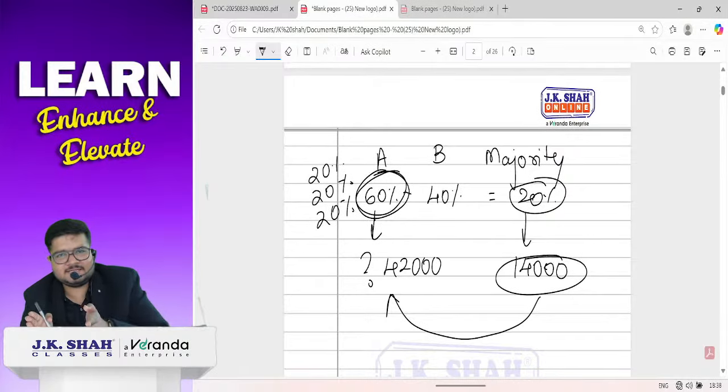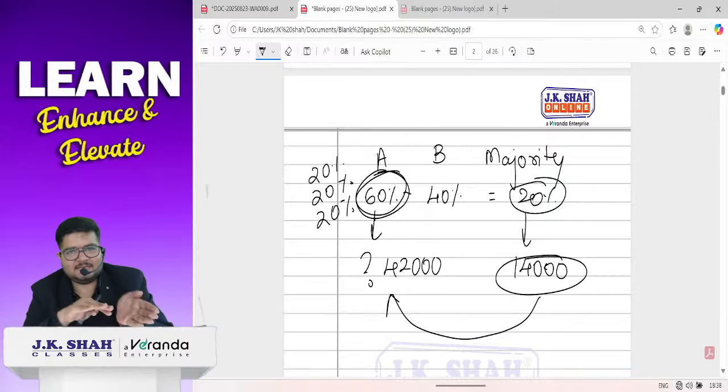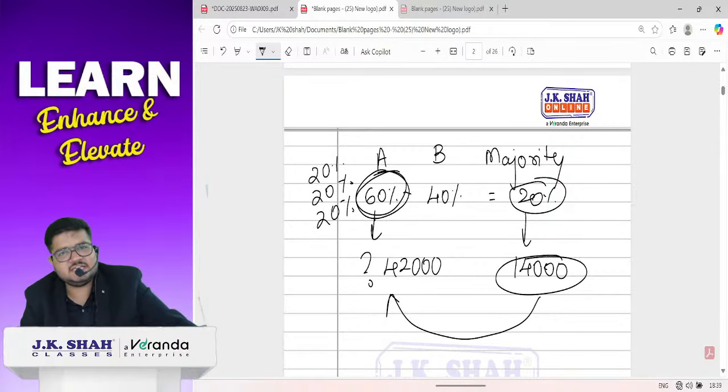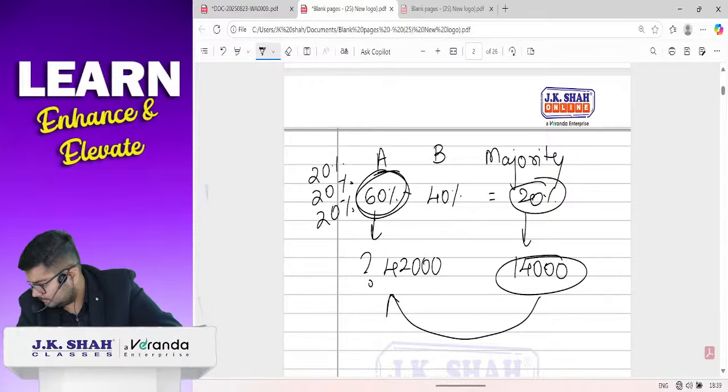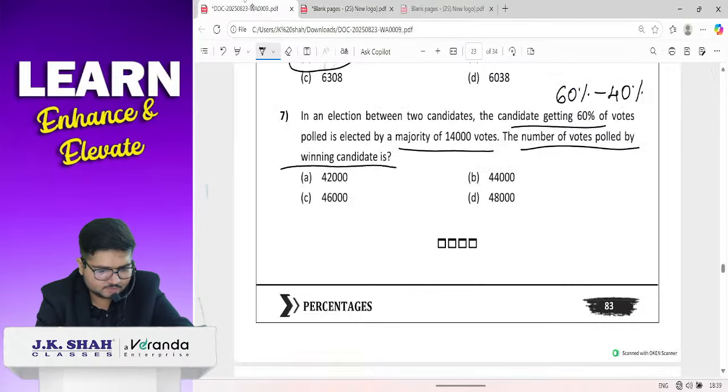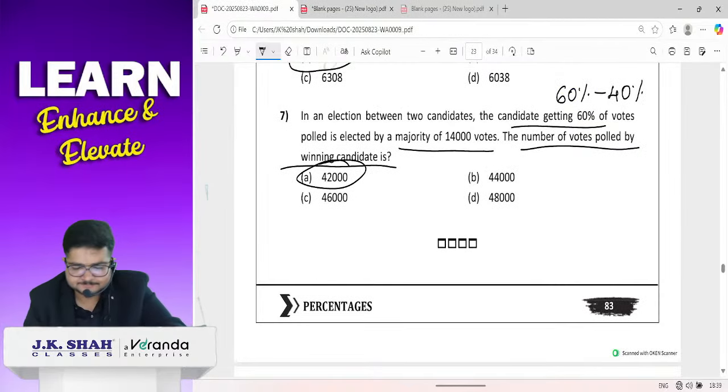If 10% is 500, then 20% will be double. So similarly, 60% is 20, 20, 20. Right? So the value of 60% will be 14,000 each, and the total is 42,000. Correct. Answer is 42,000. Option A.